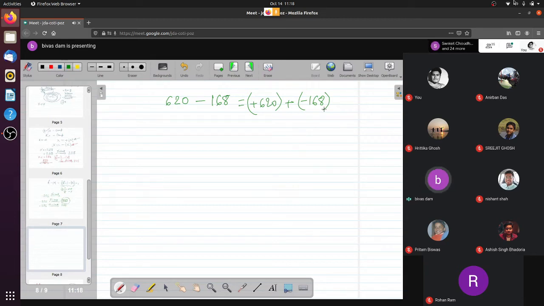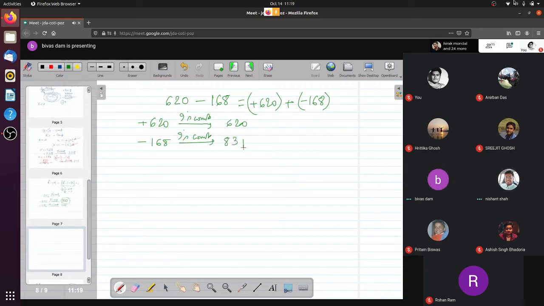What is the 9th complement of plus 620? Same, 620. Is it 620 or 379? No change, sir, because the number is positive. So the way I should write is plus 620 and minus 168, which becomes 831.